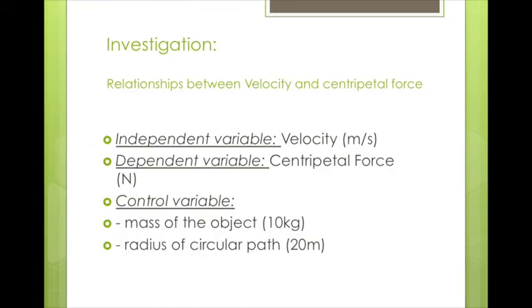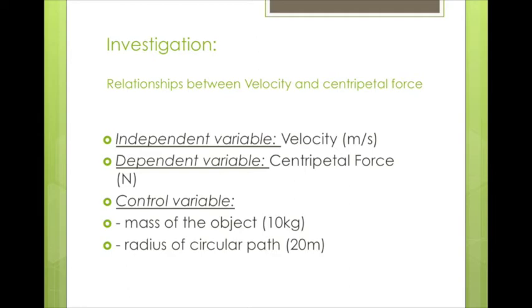Next, we're going to investigate the relationship between velocity and centripetal force. In this investigation, the independent variable is velocity, and the dependent variable is the centripetal force acting on the object. There are two control variables.